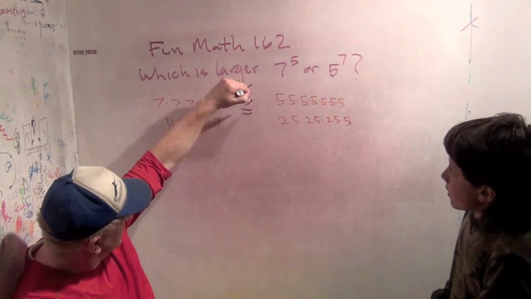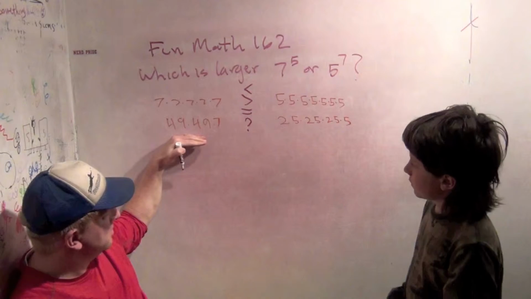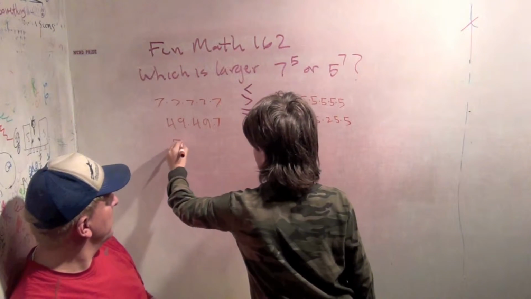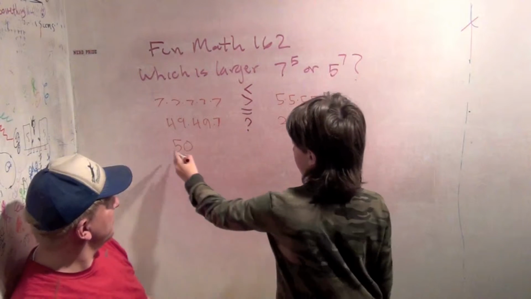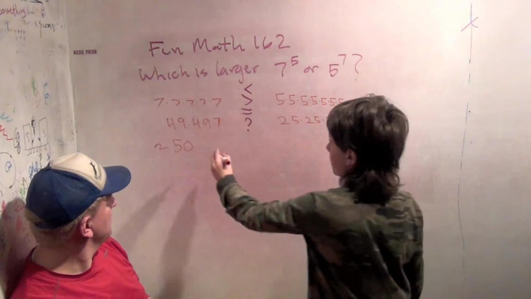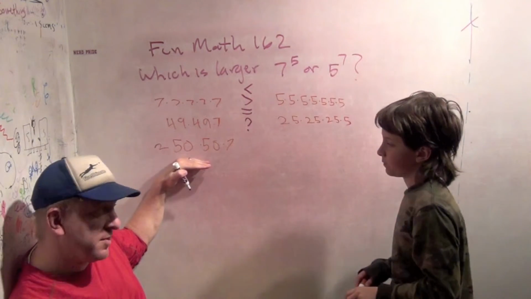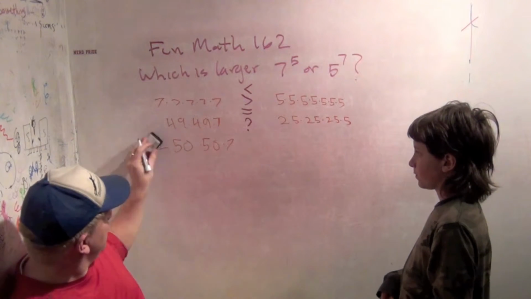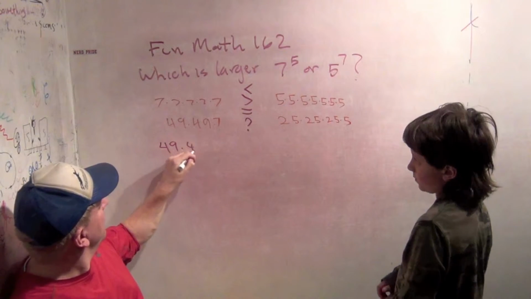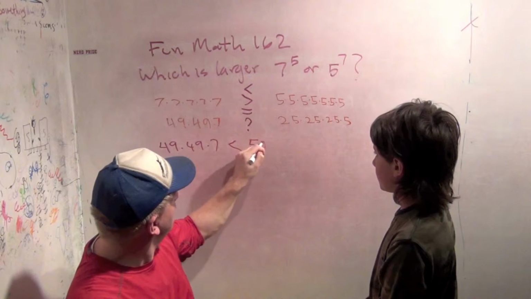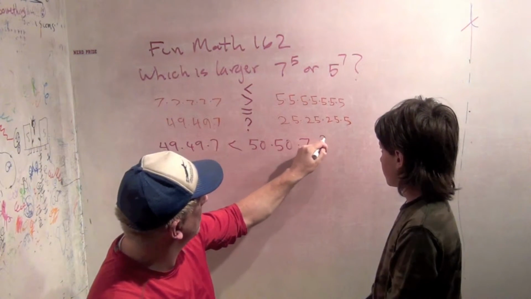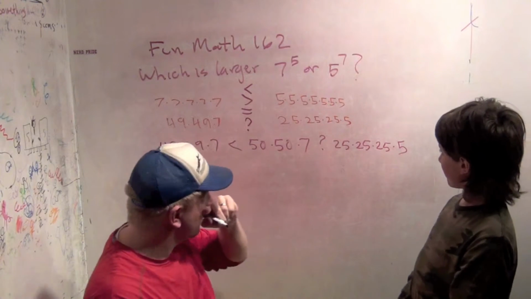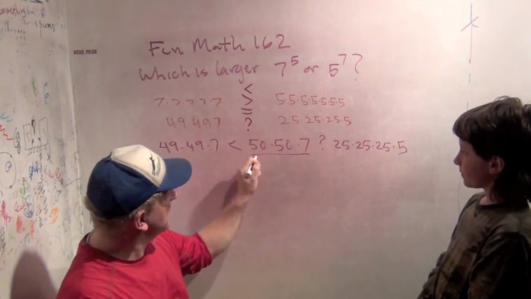And again, we're still trying to figure out, is this bigger or is this one bigger? Well, 49 and 49 are both close to 50. So this is really close to 50 times 50 times 7. Now, is 50 times 50 times 7 bigger than 49 times 49 times 7? It's bigger. So I'm going to write it like this: 49 times 49 times 7 is definitely less than 50 times 50 times 7. And then we don't know how that compares to 25 times 25 times 25 times 5. But this is actually a little bit easier to compare.